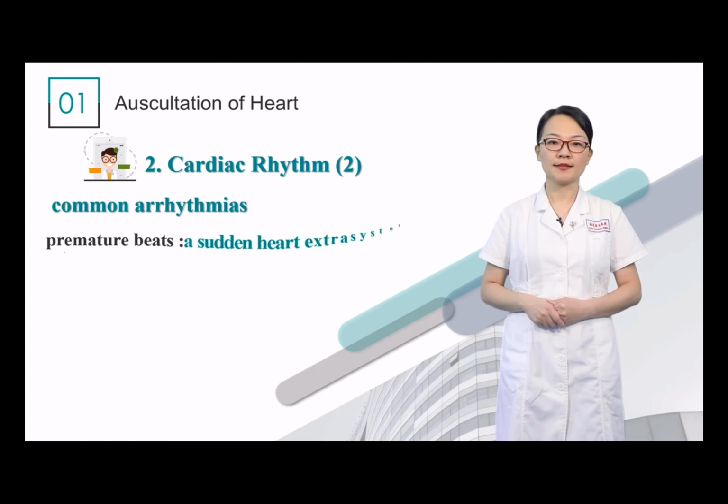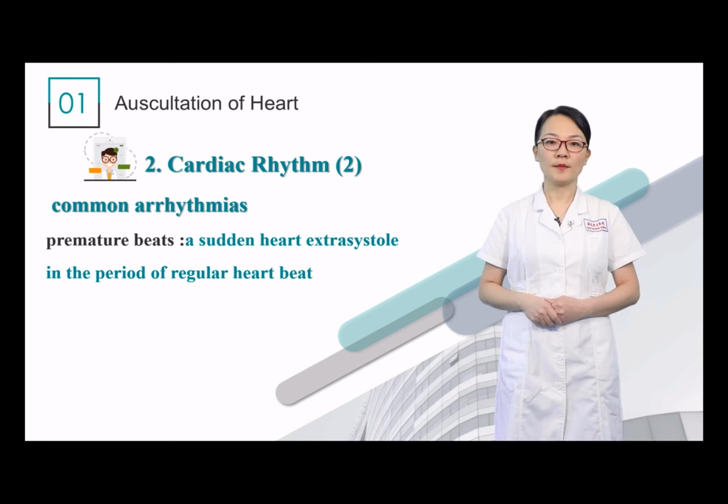Premature beat is a sudden heart extrasystole in a period of regular heartbeats and then followed by a longer compensatory pause. If premature beats appear regularly, they could be named bigeminal beats or trigeminal, and so on.